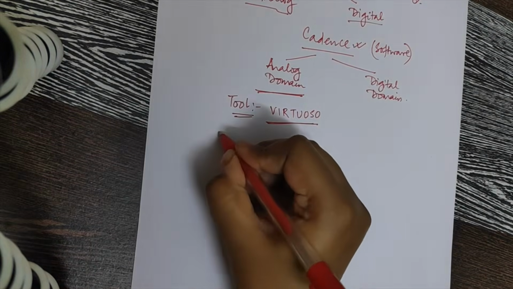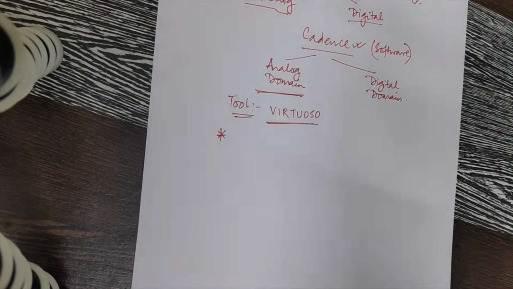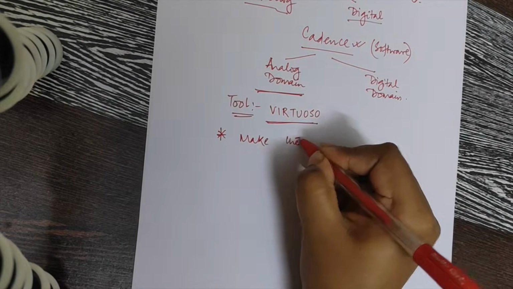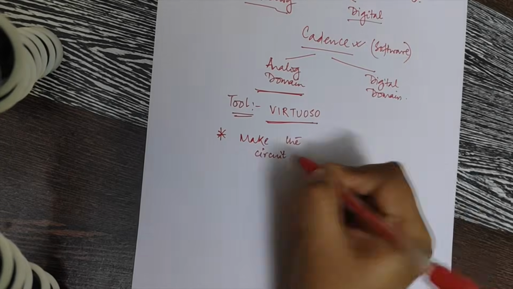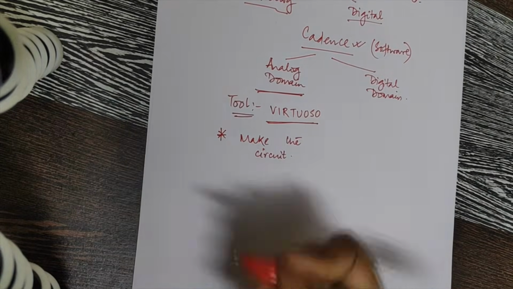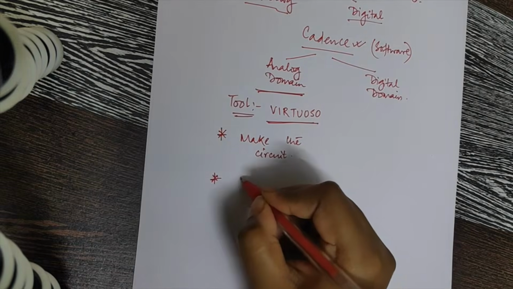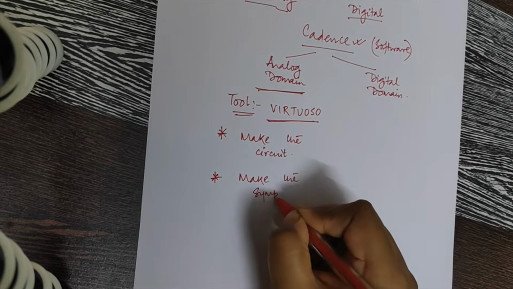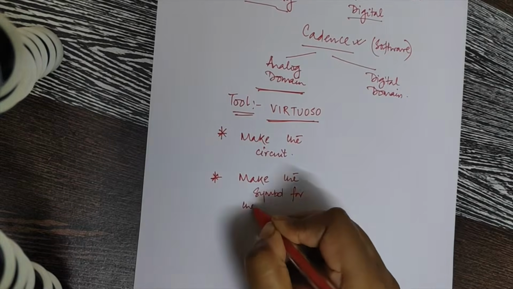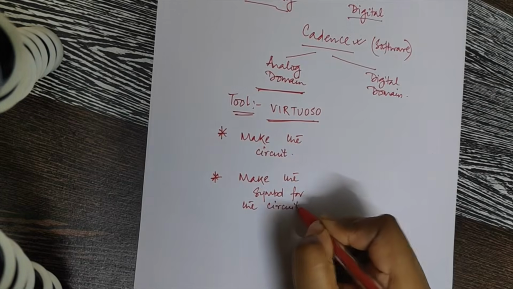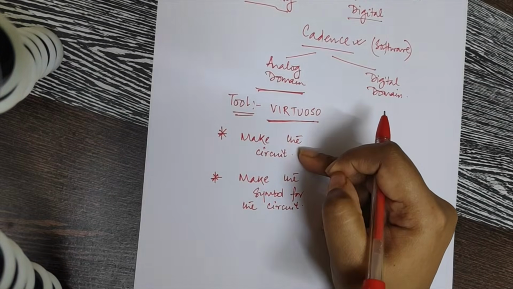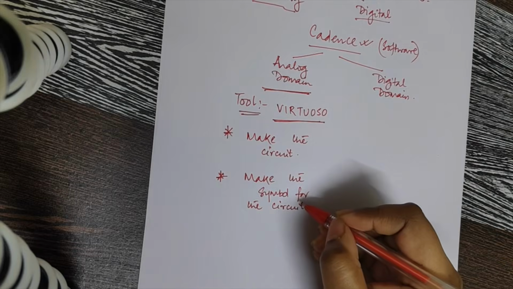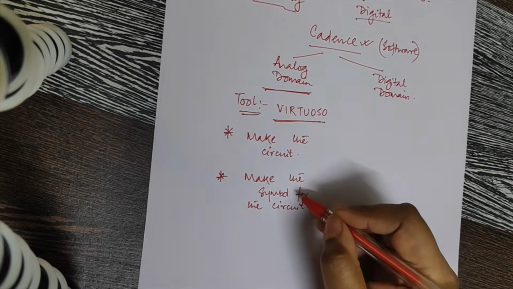In the first stage, you are going to make the circuit. In the next stage, you are going to make the symbol for the circuit. So in step 1 you have designed your circuit, and in the next step you are going to design a symbol for the same circuit.